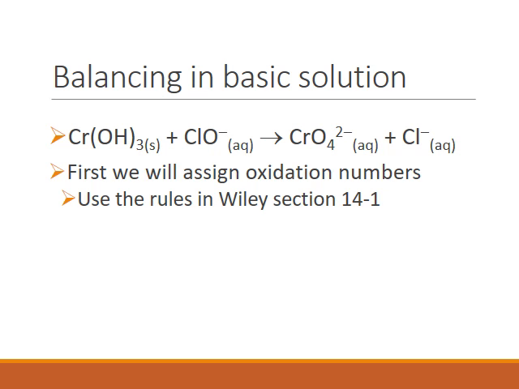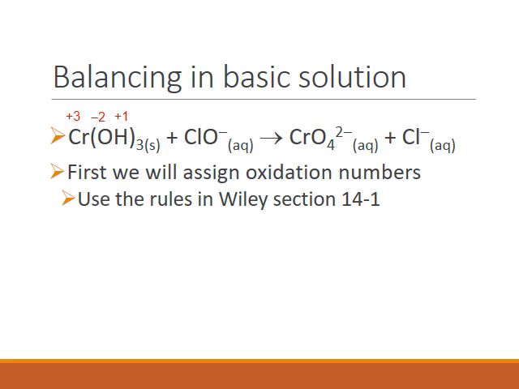First thing we do, assign oxidation numbers. Remember Wiley's section 14-1 showed us how to do that. We assign these oxidation numbers. I'm going to start with the chromium 3 hydroxide. We know oxygen has a -2 in this case. Hydrogen has a +1. The overall molecule is neutral. That means chromium has got to have a +3.